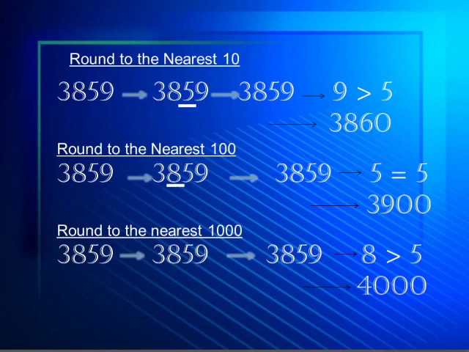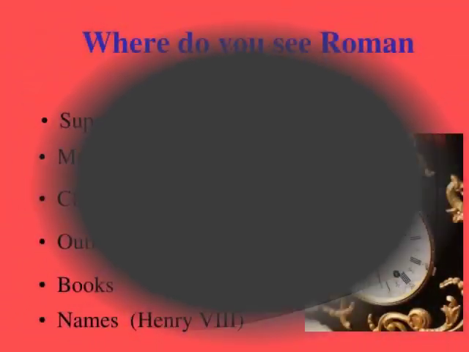Now we will see rounding the number to the nearest 1000. Take the number 3859. Here the number in the thousands place is 3. So underline it. Then see the digit which is to its right. It is 8. 8 is greater than 5. Obviously what you will do? You will round to the next highest multiple of 1000, that is nothing but 4000. So 3859 is rounded to 4000. I hope you would have understood, children.